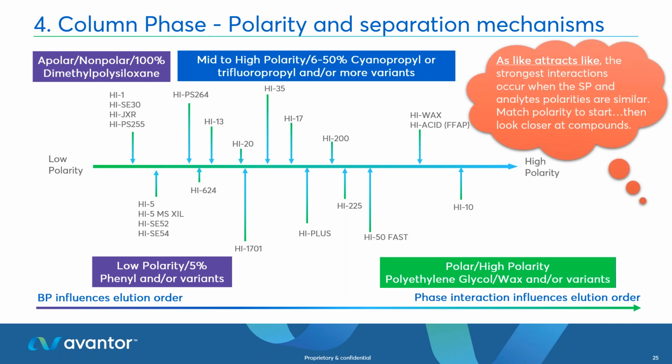The main thing to remember if you're looking at a phase and you're not sure where to start is that like attracts like. So the strongest interactions are going to occur when the stationary phase and the analytes in your sample have similar polarities. It might not be where you end up in your column phase selection, but this is a really good place to start.